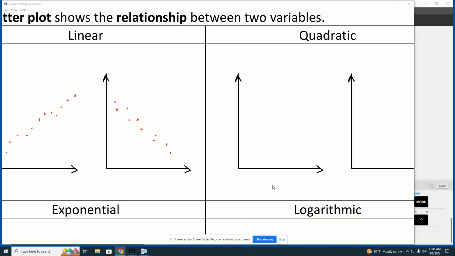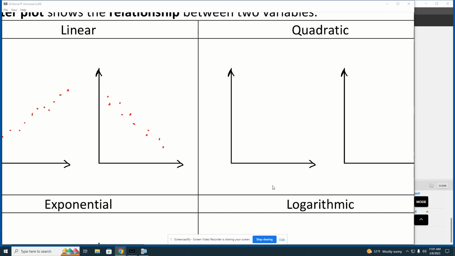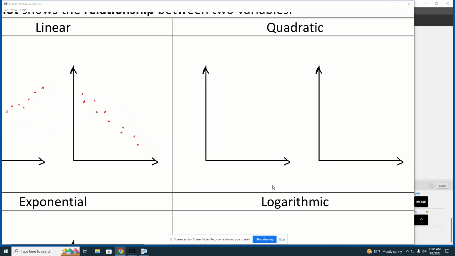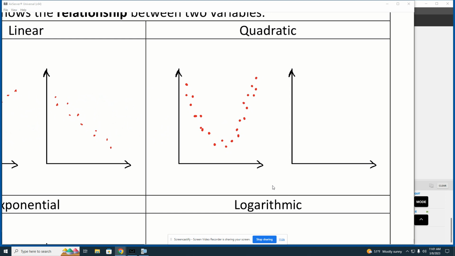Okay, next. What about a quadratic? What did those look like? Yeah, they look like a U. Now, that U could be open up. So it might start by going down, but then those points would kind of start to flatten out, but then they would go back up. So maybe it looks like this. What's the other option for it to be a quadratic?